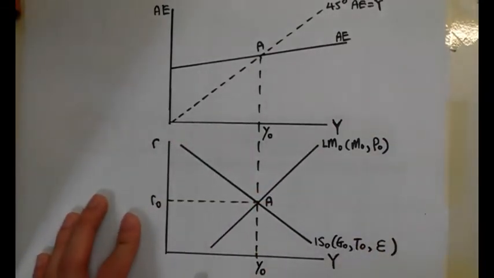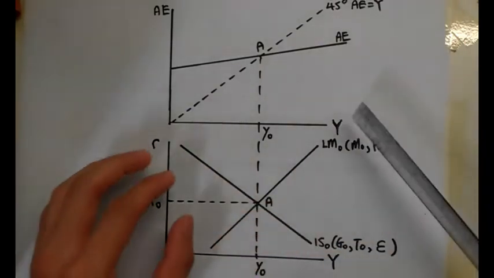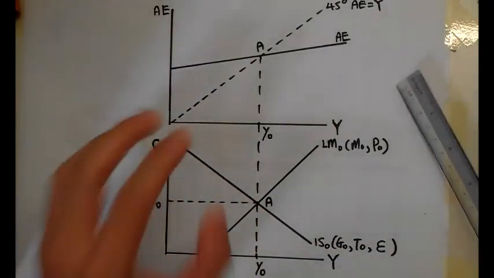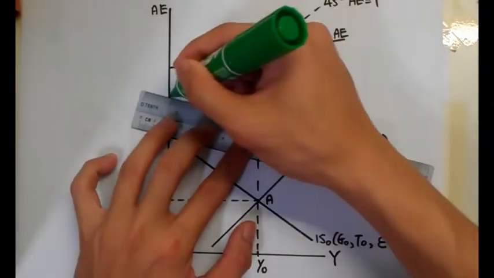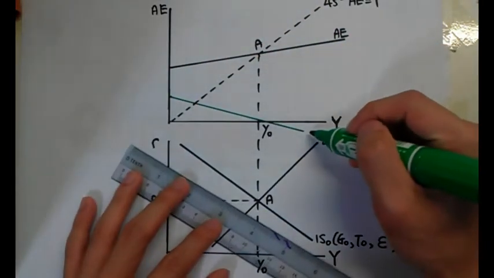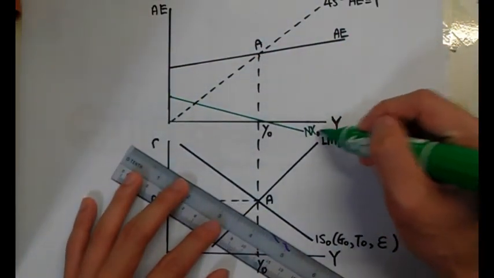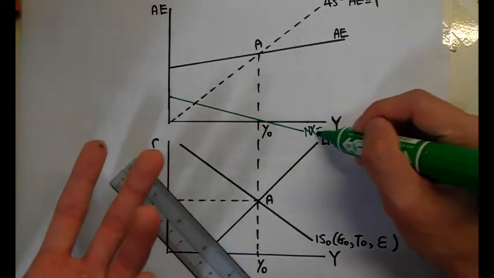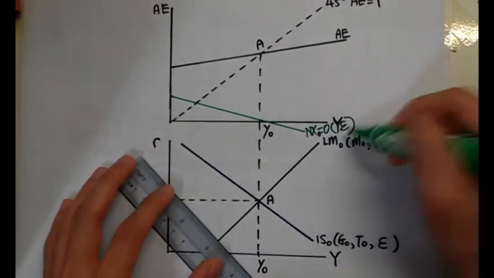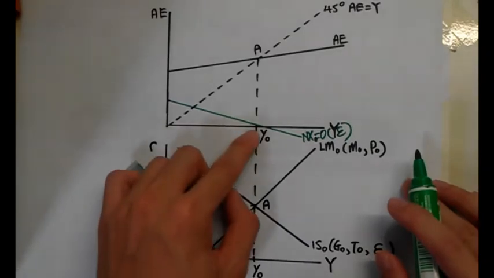Okay, and as you can see, I've added E, small letter e, to my IS curve because that's what affects it. So I'm going to show you what the net exports curve is going to look like in my AE model. Okay, it's going to look like this. It's going to be a downward sloping line. Okay, and I'm going to label this as NX naught, NX is 0, and it's affected by the real exchange rate. Okay, and it cuts just nice at this point.